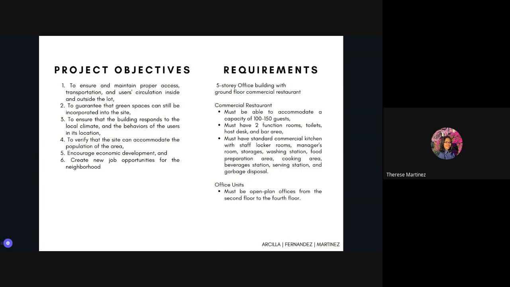For our requirements, it's similar. We made it similar to the brief in the design project. So it's a five-story office building with a ground floor commercial restaurant. For the commercial restaurant, it can accommodate 100 to 150 guests. It will have two function rooms, toilets, host desk, and bar area, and the standard commercial kitchen with staff locker rooms, managers' room, storages, washing station, food preparation, cooking, beverages, serving station, and garbage disposal. And for the office units, they are open plan offices from the second to the fourth floor.